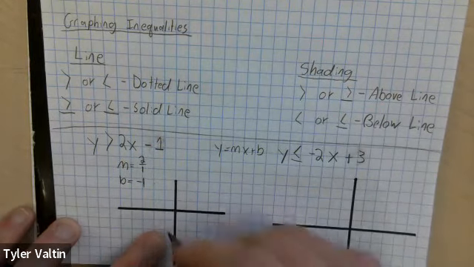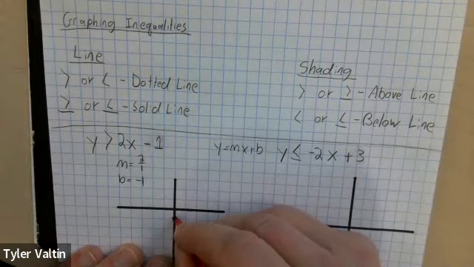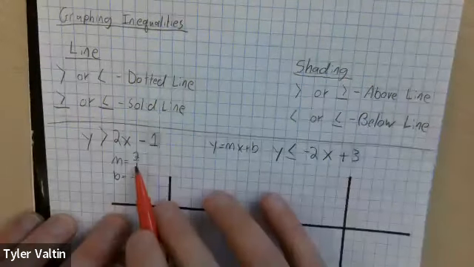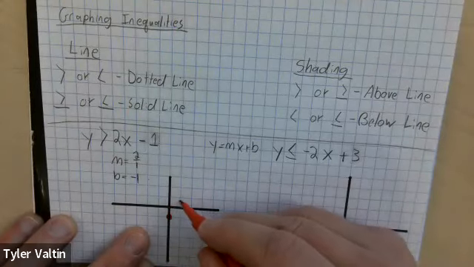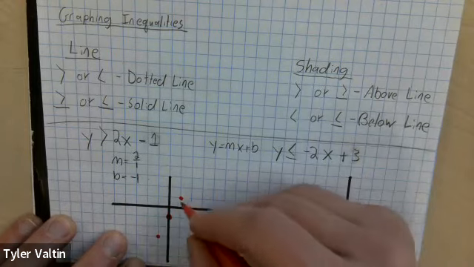Our y-intercept is -1, which starts down here. I'm just going to use red. And our slope is +2 over 1. So up 2, over 1, and down 2, over 1, and on and on.